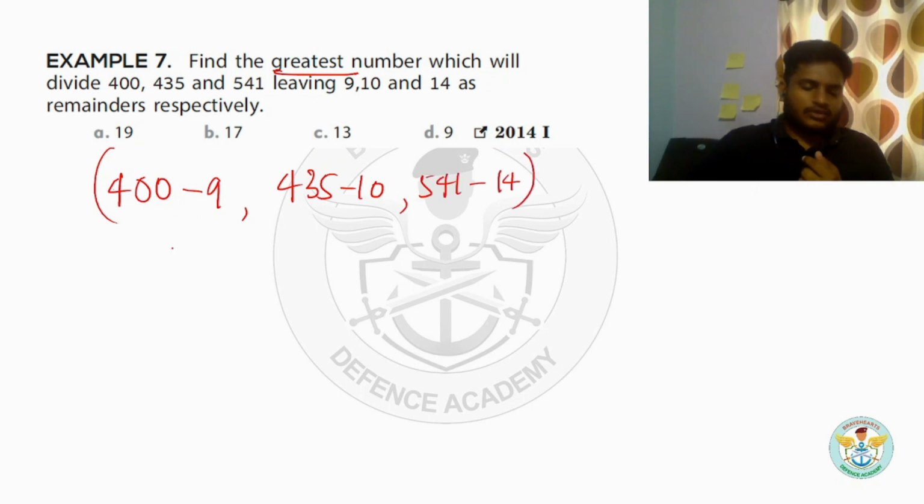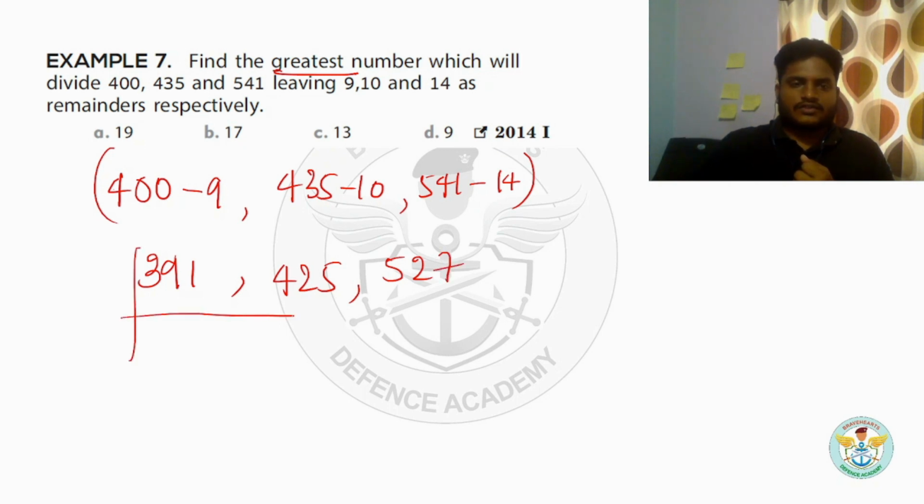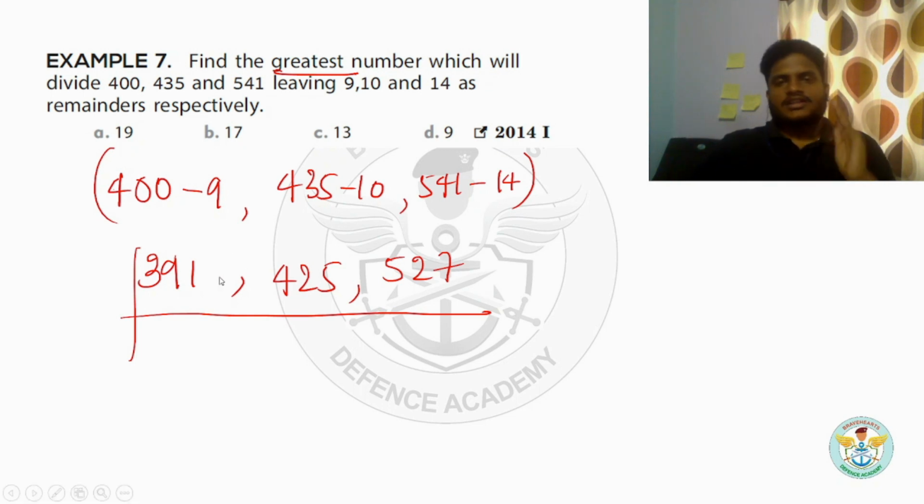541 minus 14 is one more number. So 400 minus 9 is 391, 435 minus 10 is 425, and then 541 minus 14 is 527. We need to find the HCF of these numbers. As I explained, your HCF has to compulsorily divide these numbers. So we'll look at the options one by one, whether they will divide or not. Whatever number divides all the three numbers, that is your HCF.